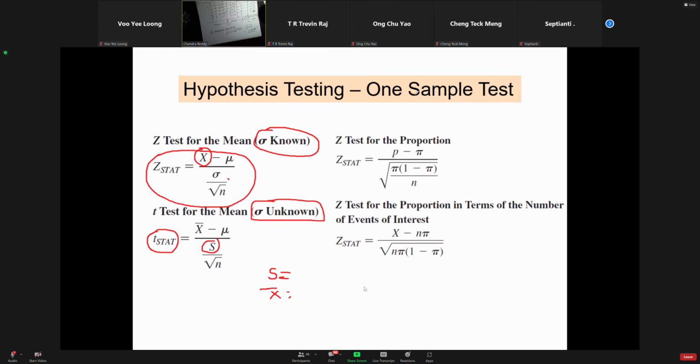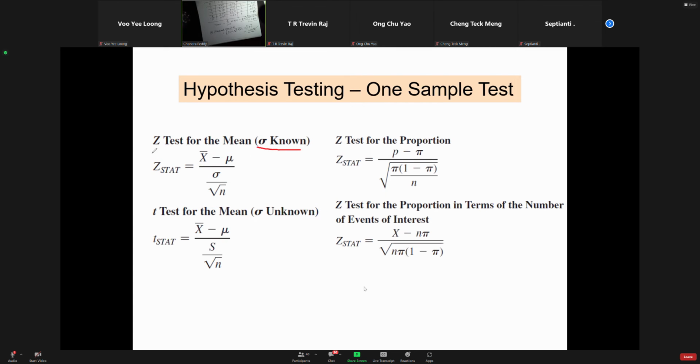So there are 2 scenarios now. When sigma is known and we are dealing with the mean, we can use the Z-stat to do the hypothesis testing. If sigma is unknown, and there will definitely be one question where you will not have the sigma value, you will have only the sample standard deviation, then you will be using the student t distribution. When the variable is not the mean but a proportion, then we use the Z-stat values. So this is the background of hypothesis testing.